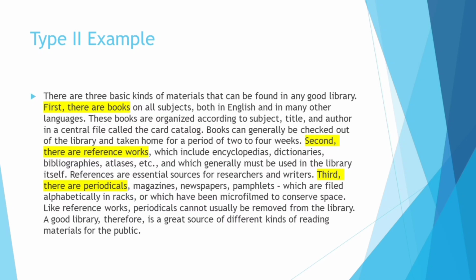So you have first, there are books. So that's the first kind. Second, there are reference works. And third, there are periodicals. Now, notice that you don't need to have very long sentences as supporting sentences, because the purpose of a supporting sentence is just to introduce that part of the main idea. All right, in this case, a kind. And here we have books, and we have reference works, and we have periodicals. So we introduce them very, very simply.